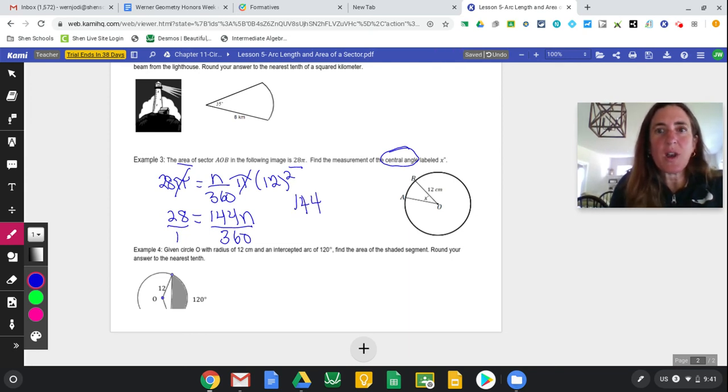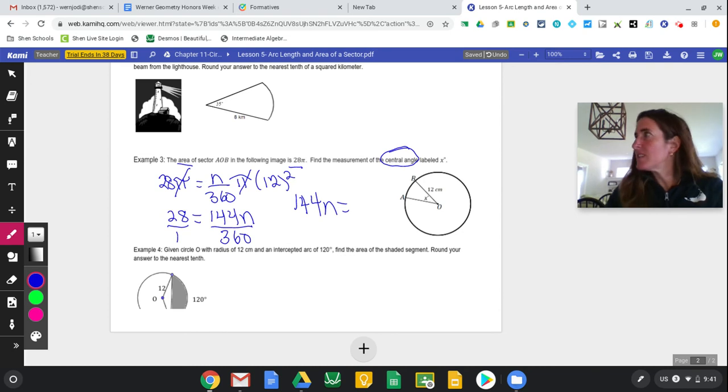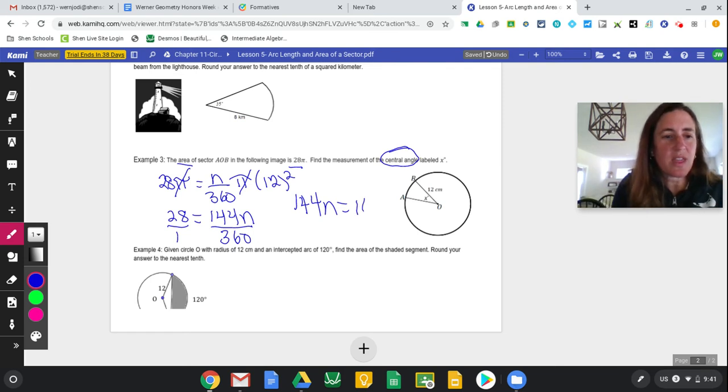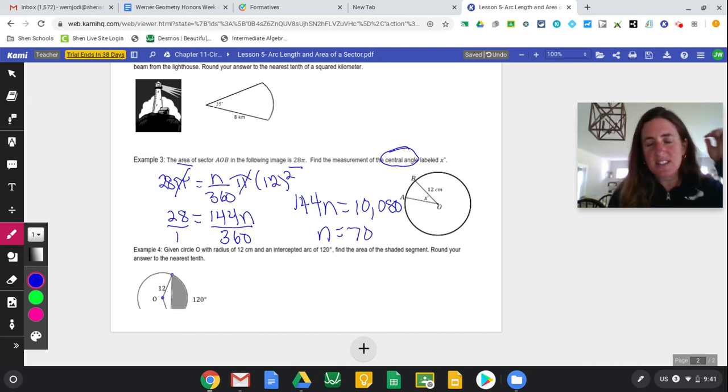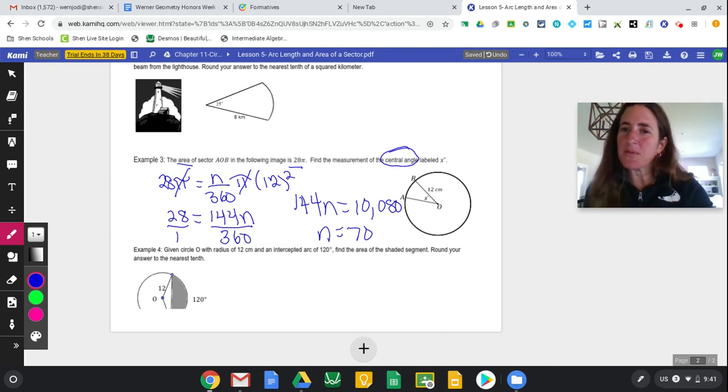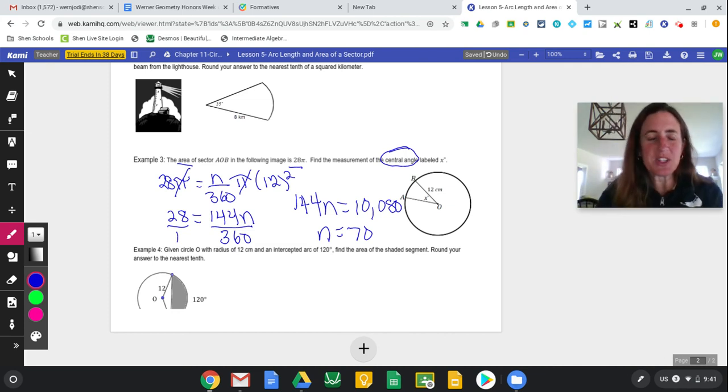So 144n is equal to 360 times 28. 360 times 28 is 10,080. And then I'm going to divide that by 144. And so my central angle of this sector is 70 degrees. That was super fun. We worked backwards and used our algebra skills.